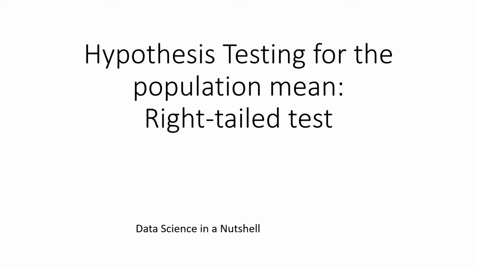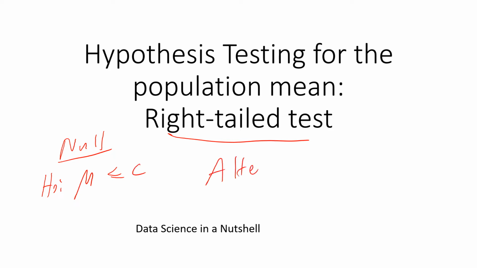In this video, we will use Excel to conduct a right tail test on the population mean. This is for cases when we claim the population mean will be at least a certain level or more. The null hypothesis will be where mu is less than or equal to a certain level. On the other hand, the alternative hypothesis will be in the form that mu is bigger than a certain constant.